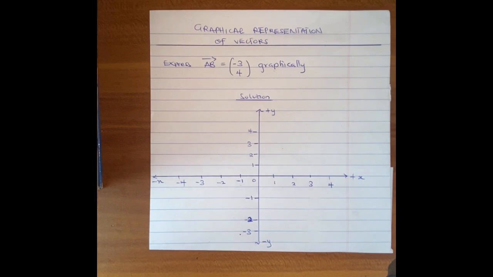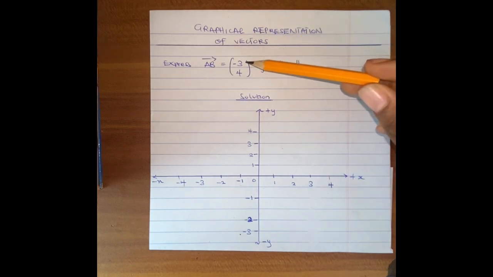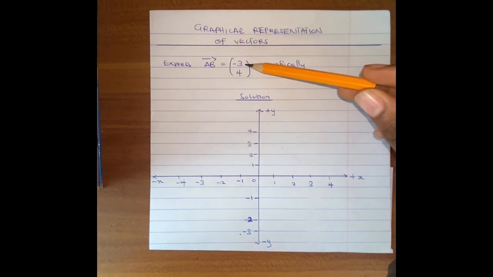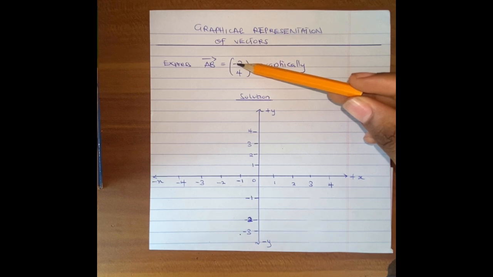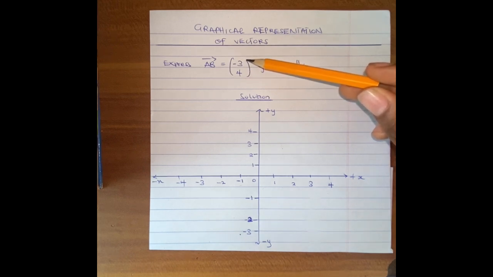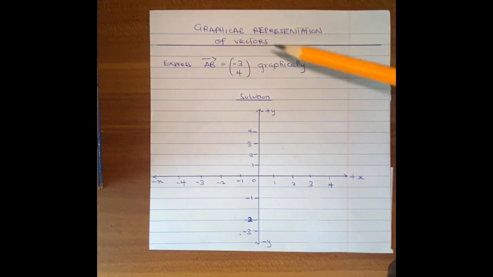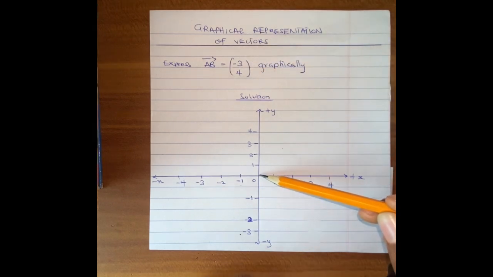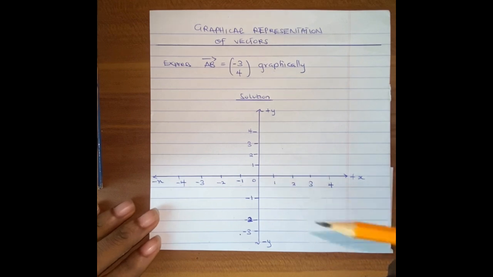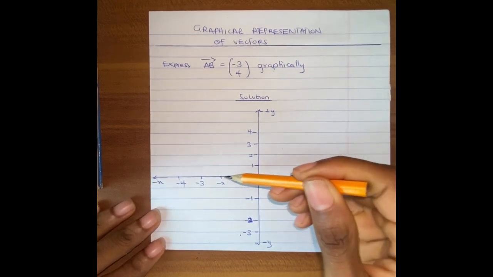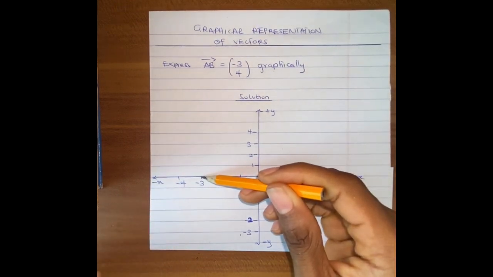This denotes a movement. In the representation of vectors, like the one we have, we are supposed to take a movement of 3 units. But because there is a minus sign here, we take the movement toward the negative side of the x-axis, because this is the x component. So from your origin, you move 3 units to your left. So let's move 1, 2, 3. Then we land over here.